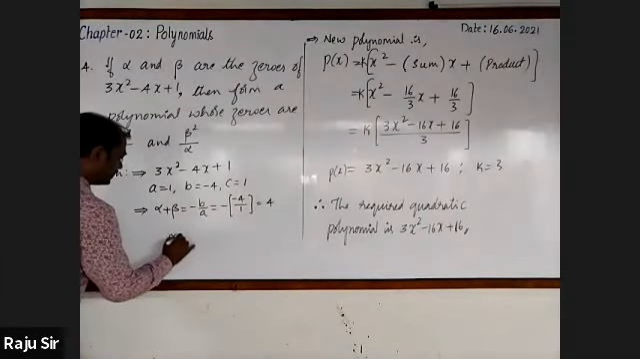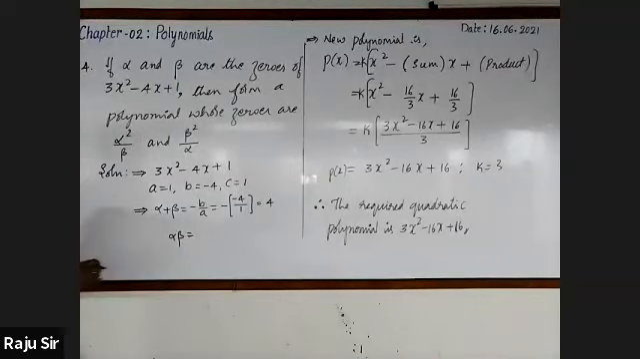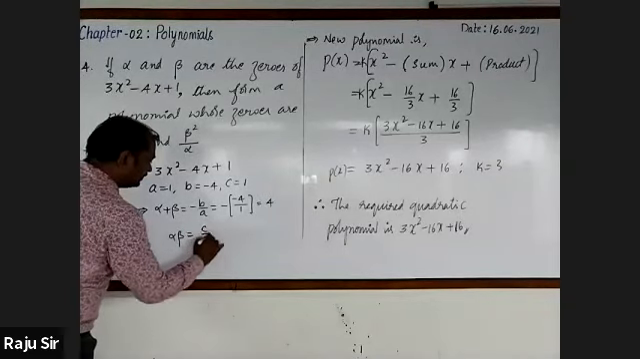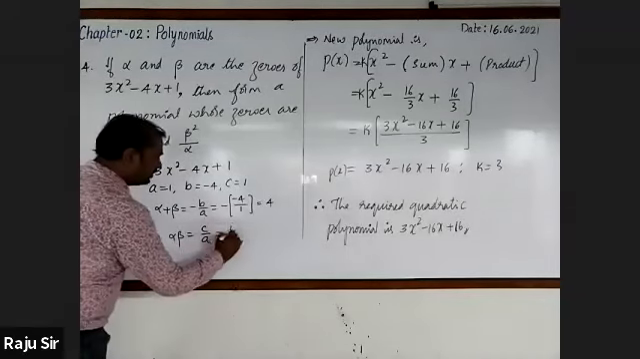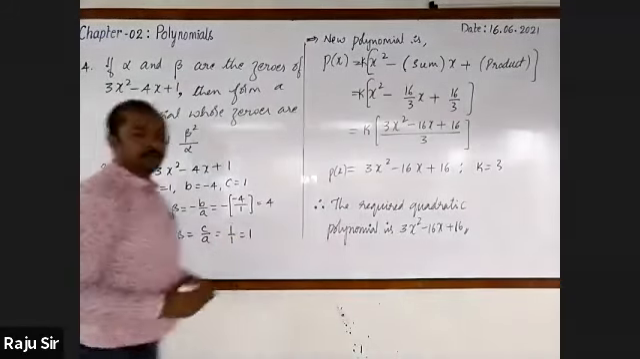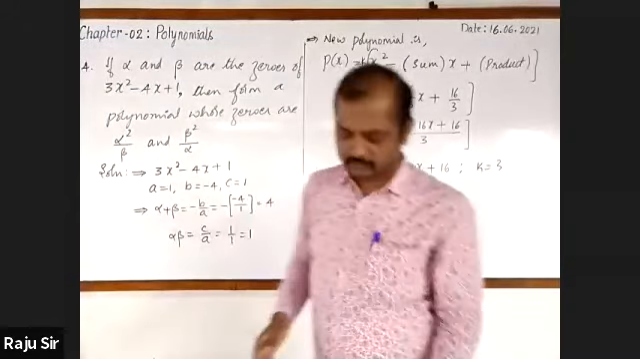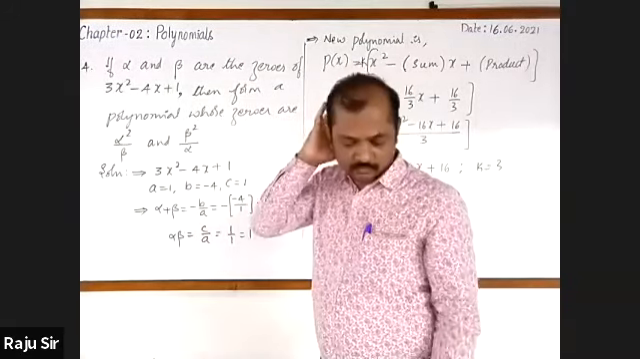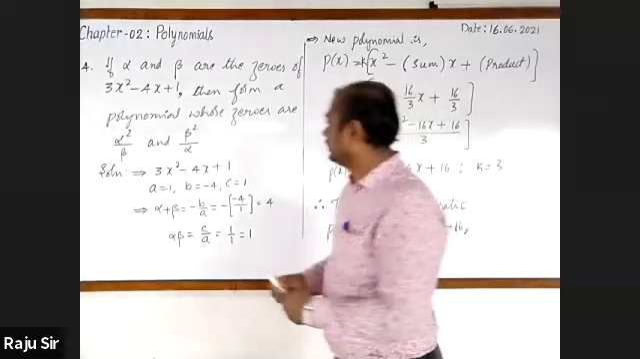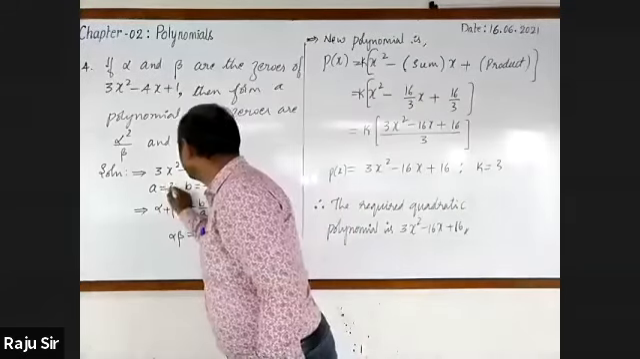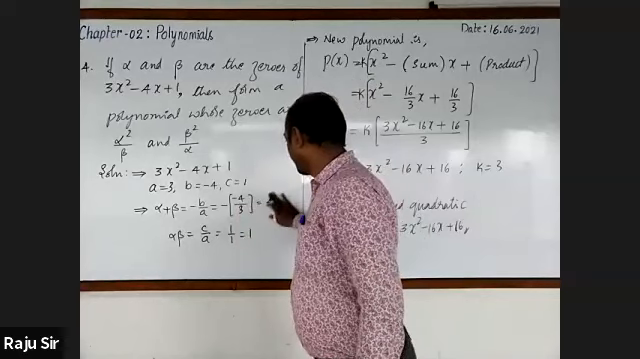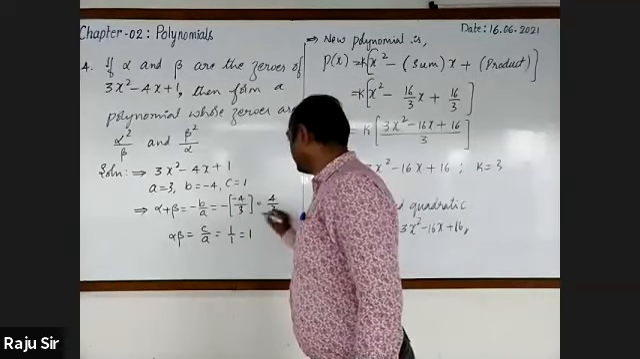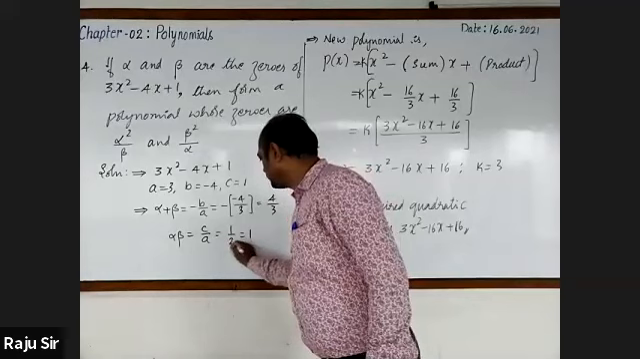Then the product of zeros, alpha into beta, is c by a. Substitute, c is 1, a is also 1. The product is 1. Sorry, a is 3. A is 3. Sum is 4 by 3. Product is 1 by 3.